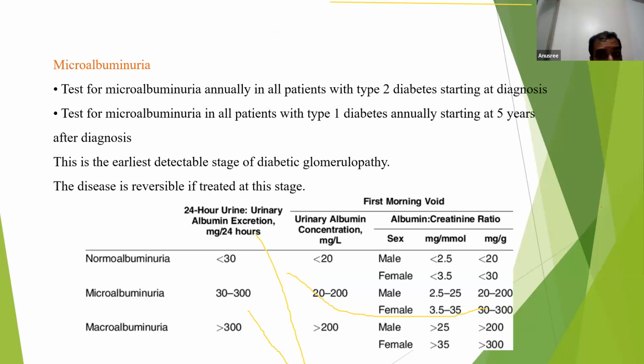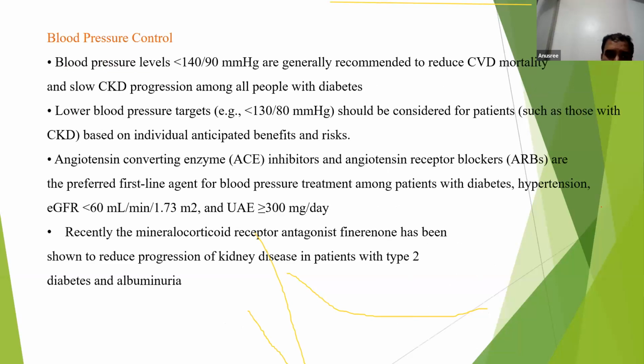And microalbumin testing should be done in a type 2 diabetic patient at the time you first detect diabetes, and it should be followed up yearly. And microalbuminuria testing in a type 1 diabetic patient can be started at the 5th year after identification of diabetes, and it should be continued yearly. And always look for microalbuminuria because it's the early stage of diabetic glomerulopathy, and at this stage it is reversible.